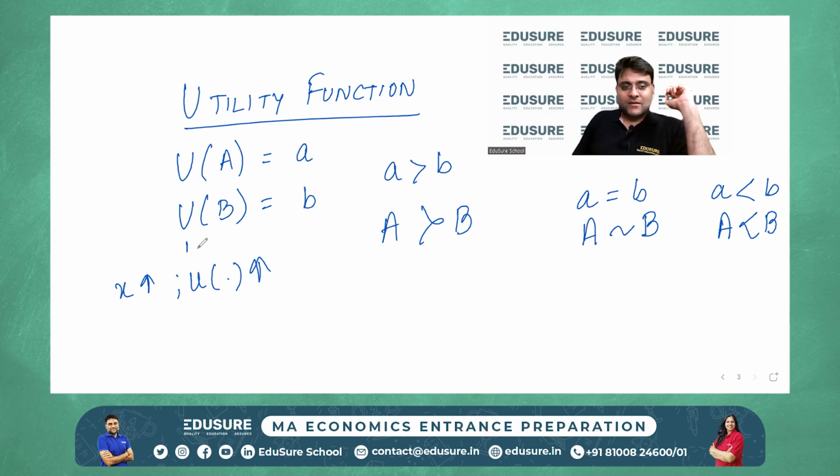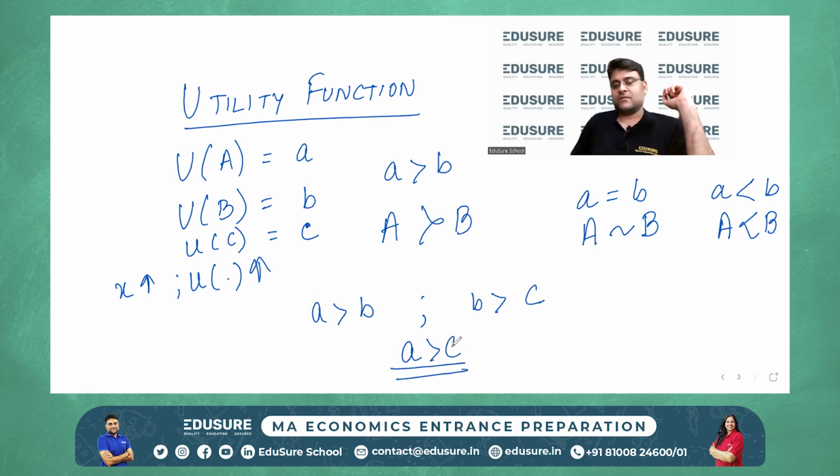Transitivity. So if I have another utility, which gives me c, if a is greater than b, b is greater than c, then obviously I'll automatically have a greater than c. That means that transitivity will also hold.